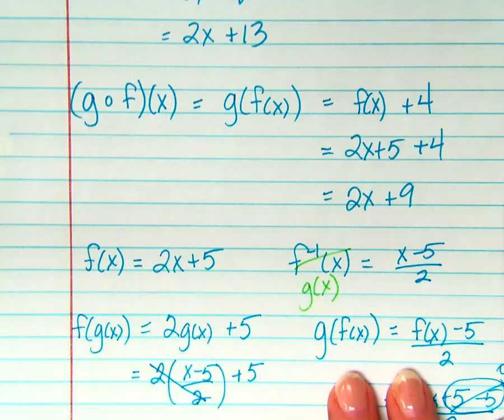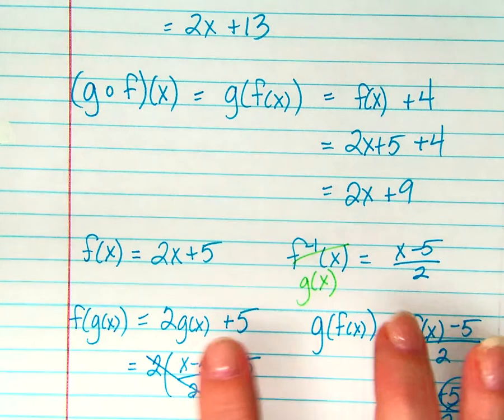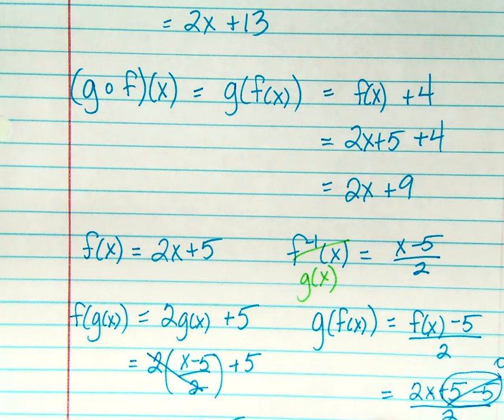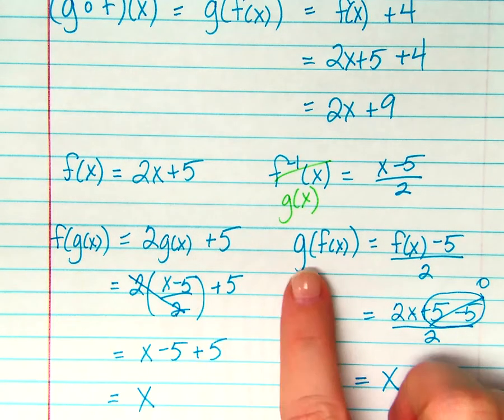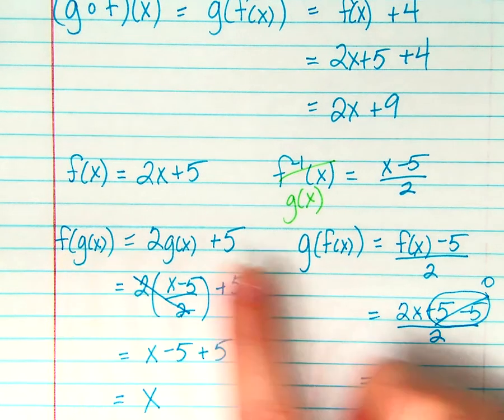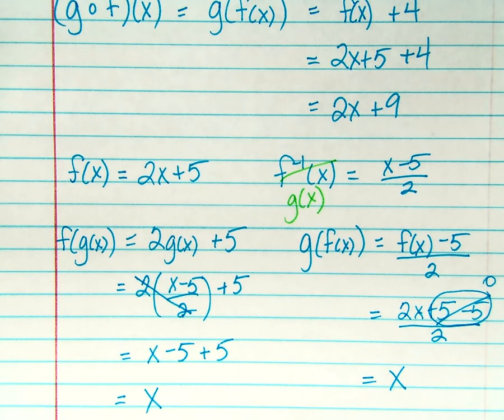It's just saying, can you find a composition of functions? But the last 2 say, verify that these 2 functions are inverses. And when you're asked to verify, you have to do both directions, f of g of x and g of f of x, or fog and gof. Okay, any questions?